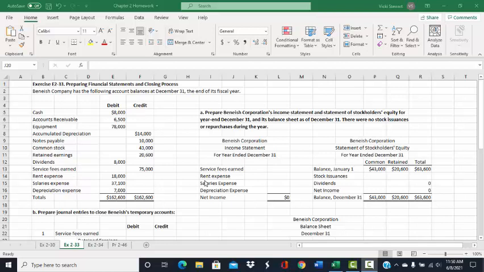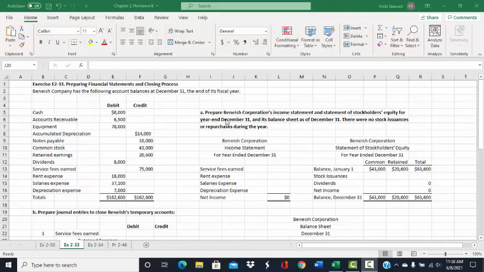This is a demonstration of exercise 233, preparing financial statements and closing process. Beanish Company has the following account balances at December 31st, the end of its fiscal year, and the problem gives us the trial balance for Beanish at December 31st.